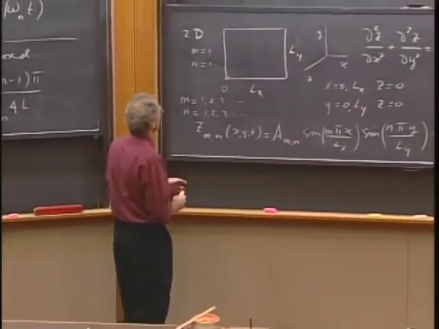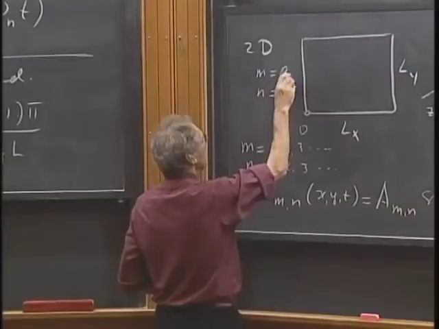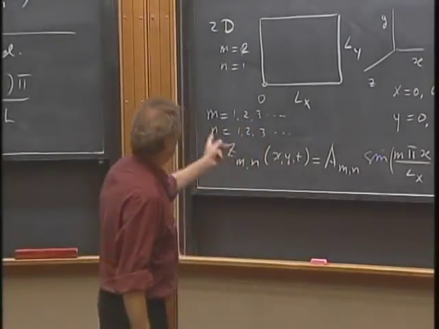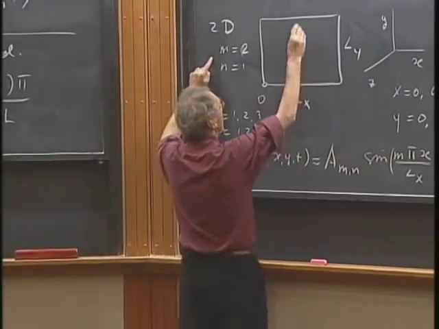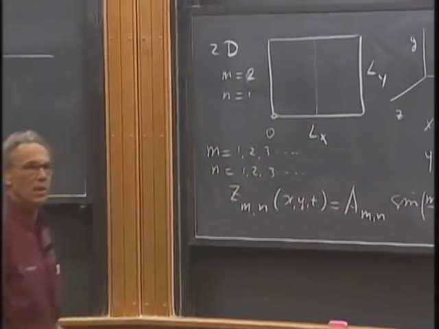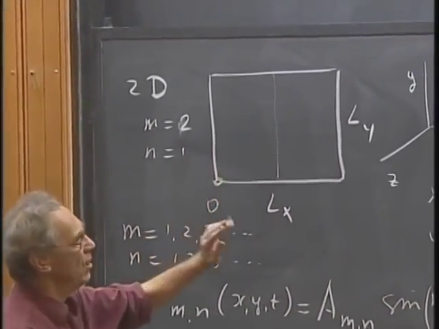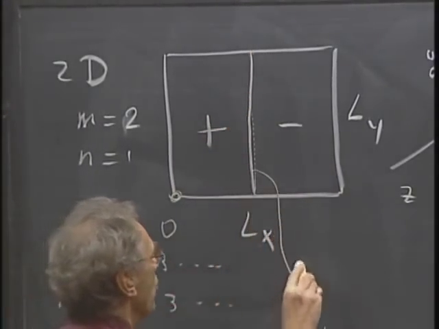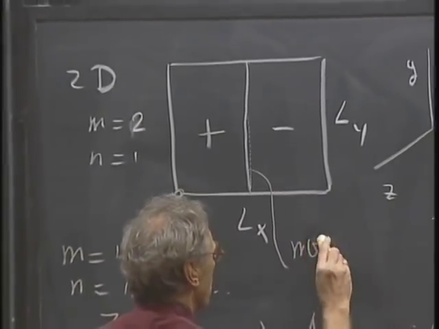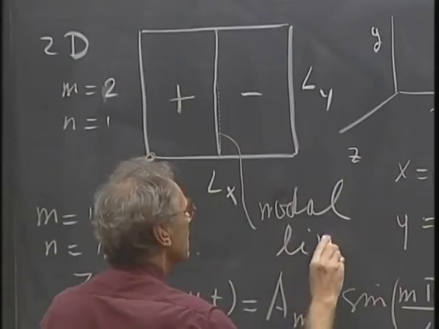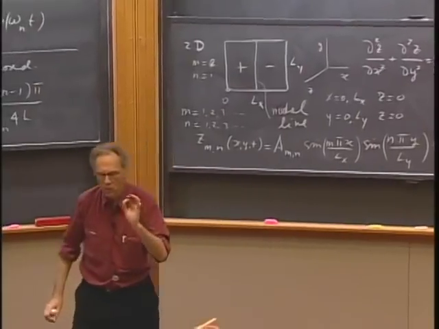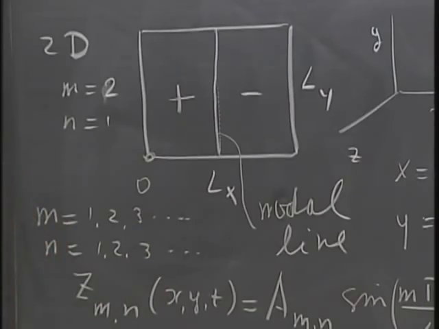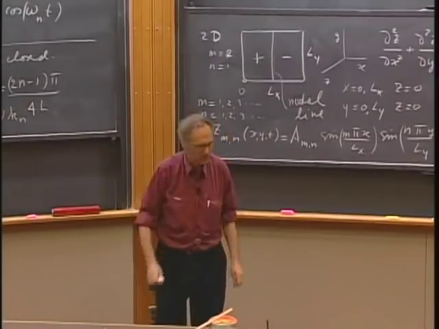If, for instance, we had m equals 2 and n equals 1, then we would have in the direction of m plus and minus. This part would come to you while this part goes away from you, so a plus and a minus. And this now is a nodal line. So it's not anymore a nodal point, which you get in one-dimensional solutions, but you get a nodal line. This stands still. And then the membrane oscillates like this and is attached to the edge.